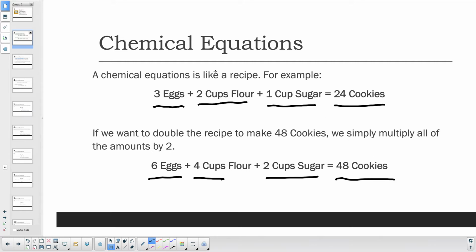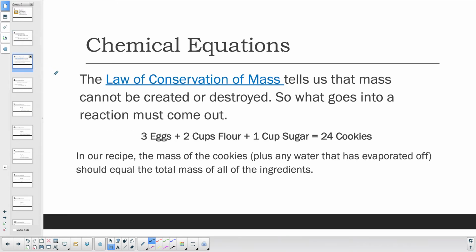But the thing that we have to understand about chemistry is that there is a physical law called the law of conservation of mass. What this tells us is that mass cannot be created or destroyed. So what goes into a recipe needs to come out, or what goes into a chemical reaction, which we look at in the form of a chemical equation, has to be accounted for on the other side.